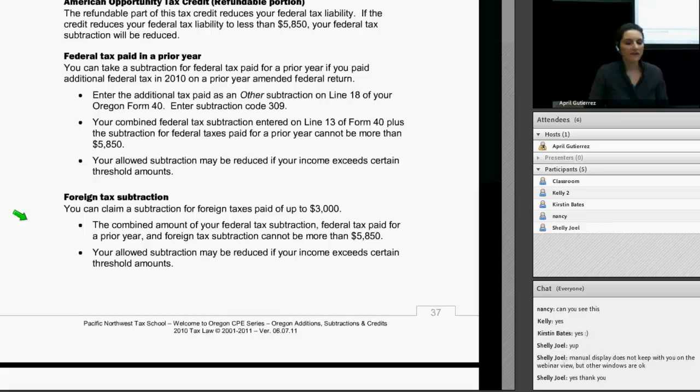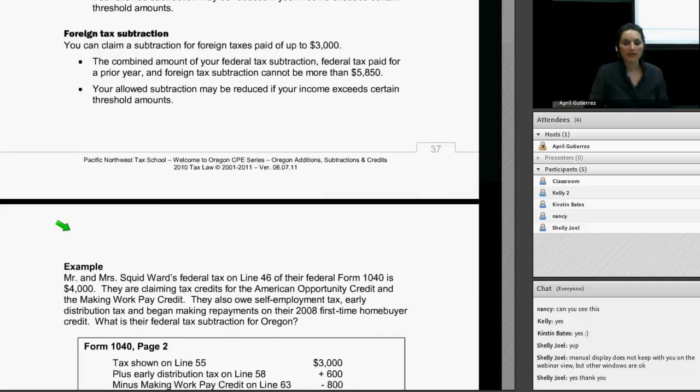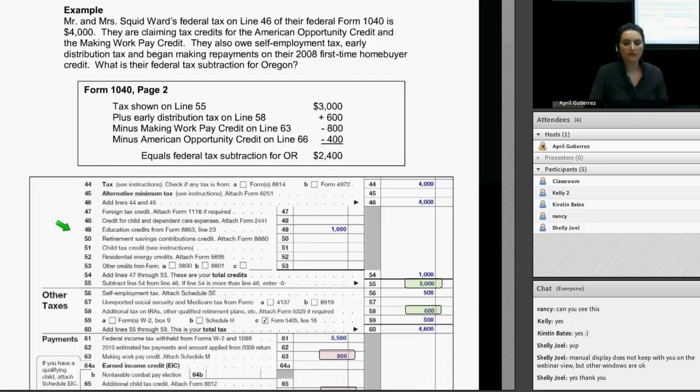Foreign tax subtraction. You can claim a subtraction for foreign taxes paid of up to $3,000. The combined amount of your federal tax subtraction, federal tax paid for a prior year, and the foreign tax subtraction cannot be more than $5,850. Your allowed subtraction may be reduced if your income exceeds certain threshold amounts.